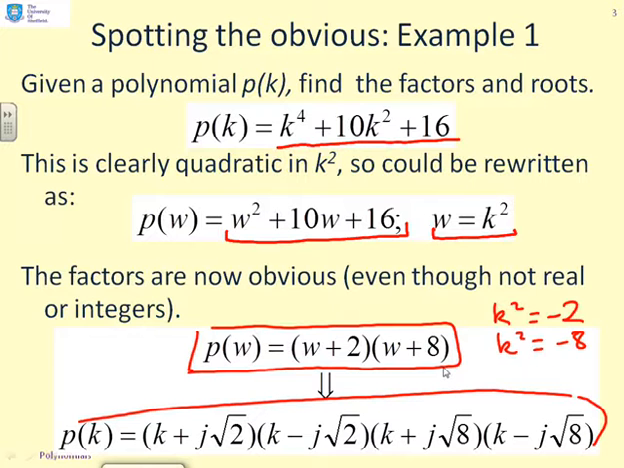However, just to summarize, the key thing about this slide is you started with a quartic, but actually solving for all 4 roots, as can be seen here, was a relatively simple process.